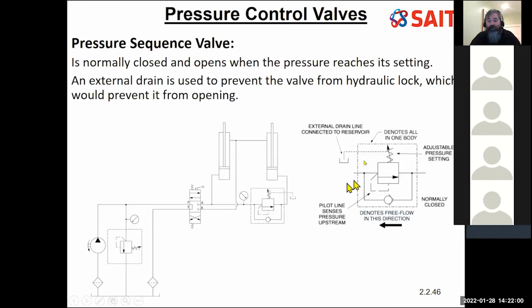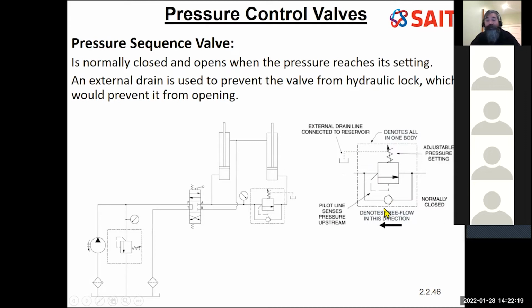And then more talking about the pressure sequence valve, the symbol for this pressure sequence valve. I am detecting downstream pressure to act against the poppet, which is acting against a spring, which I can set and has a drain line going back to it with a built-in check valve.